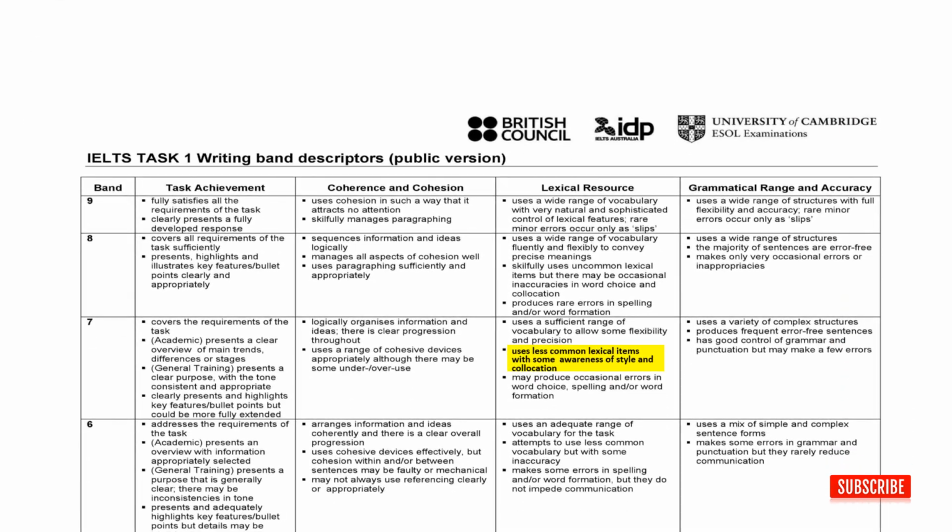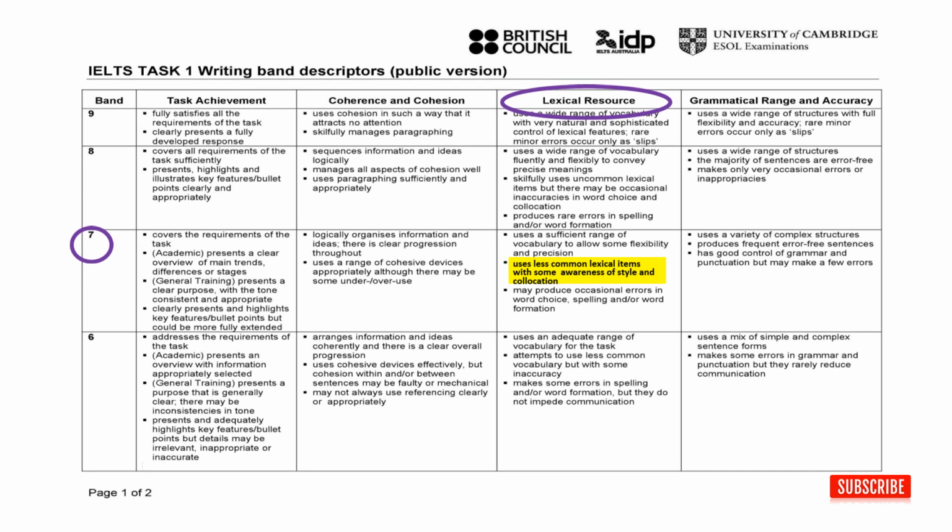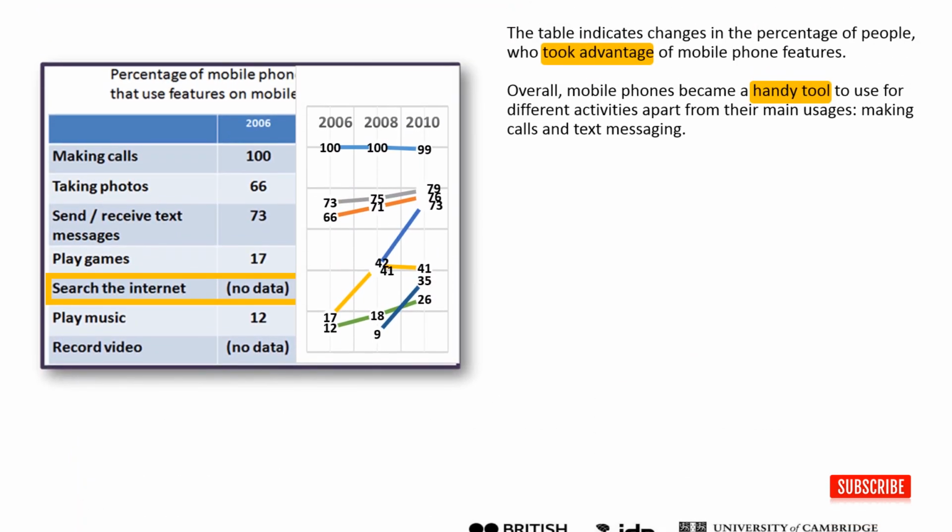In the public version of the Writing Task 1 Band Descriptors, it is written that a candidate who uses less common lexical items, with some awareness of style and collocation, gets 7 score for their lexical resources. This is one of 4 criteria on which your writing will be evaluated.